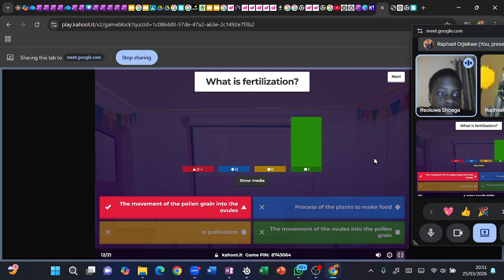Fertilization is the movement of the pollen grain into the ovule so that they can what? The pollen grain and the ovum can mix together and form a zygote, which eventually forms a seed. But the ovule does not go to the pollen grain. The pollen grain goes to the ovule.